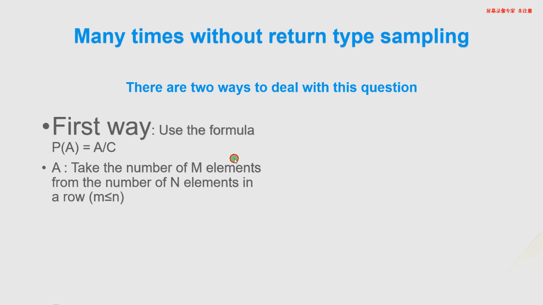The number A is take the number of the m elements from the number of the n elements in a row. The m should be lower than n or equal n. And the formula is that A equals the factorial n divide the factorial n multiply the factorial of the n minus m.